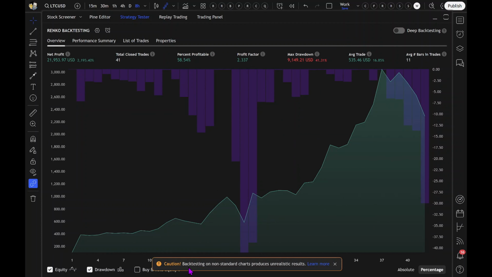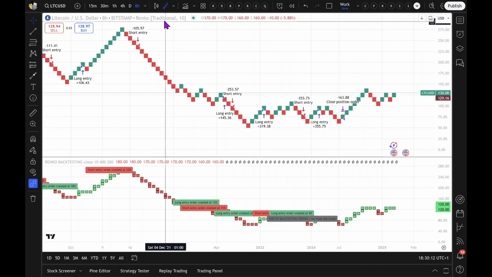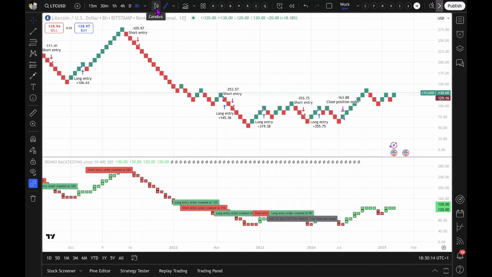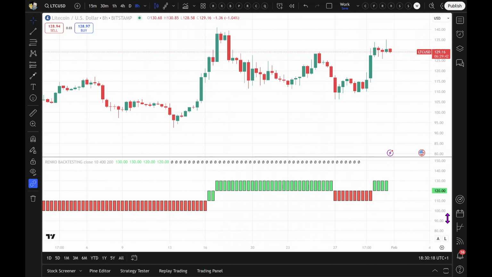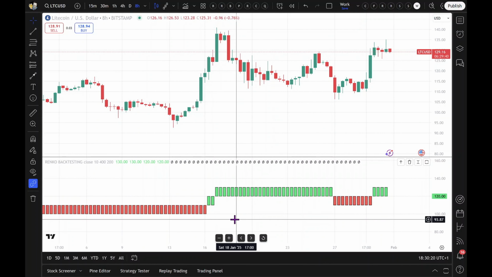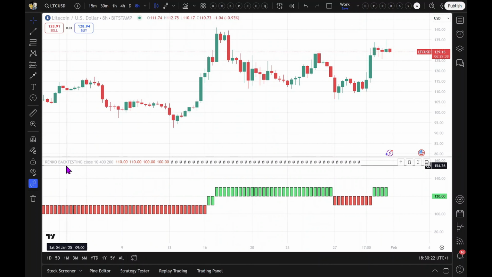TradingView gives us a message indicating that, on non-standard charts, like Renko, there are unrealistic results. That's because this chart doesn't take into account the time. We must therefore change it to a chart that takes time into account, like a candlestick chart, for example. And that's it. So then, what we're going to do is set the parameters of the strategy.